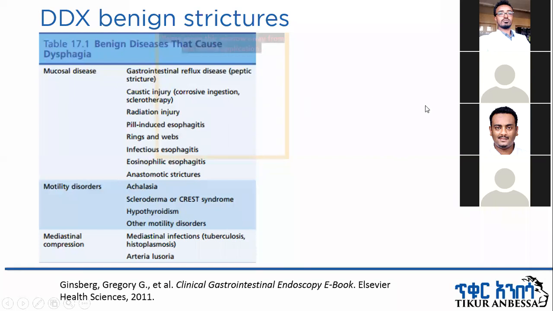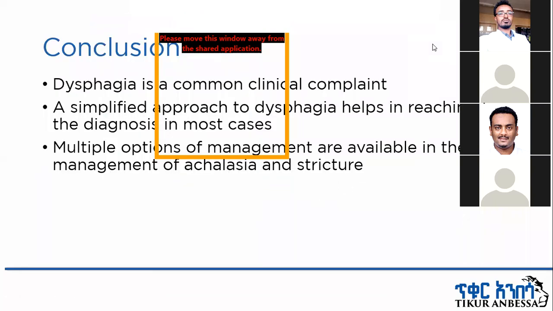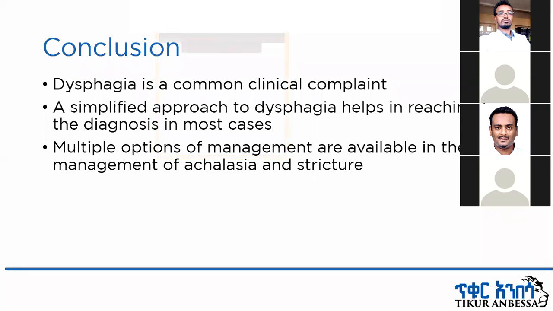As you can see, the important ones to know are reflux disease, caustic injury causing esophageal stricture, from the motility disorders, achalasia, and then extraluminal compression of the esophagus. And as a conclusion, dysphagia is a common complaint, and a simplified approach in terms of the onset and progression of symptoms is good to reach a diagnosis in the majority of patients. Multiple management options are available for achalasia and stricture. Knowing that a number of them are available here in our hospital, it's good to know what could be done for this group of patients.